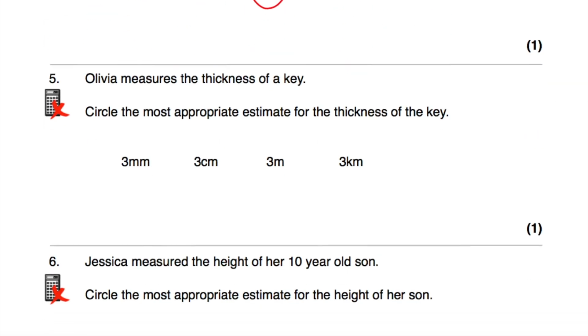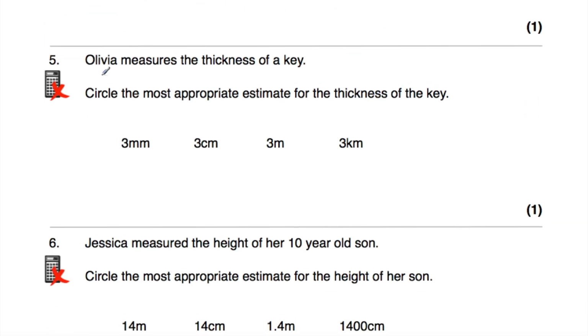Okay, let's look at our next question, question number 5. So question number 5 says, Olivia measures the thickness of a key. So she's got a key and she measures how thick it is. So she lays it down and measures how thick it is. And we've been asked to circle the most appropriate estimate for the thickness of the key. And we've got 3 millimeters, 3 centimeters, 3 meters, or 3 kilometers. Now it's not going to be 3 kilometers. Again, that's quite large. They're quite big distances. Perhaps a distance between 2 villages, something like that.